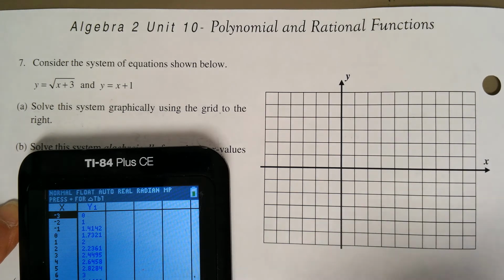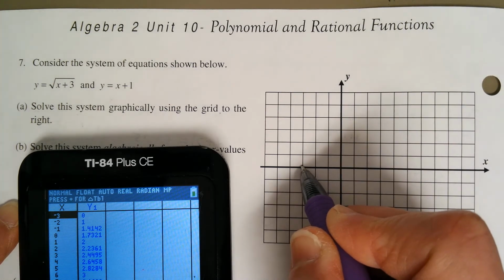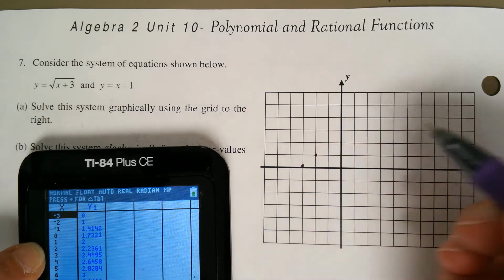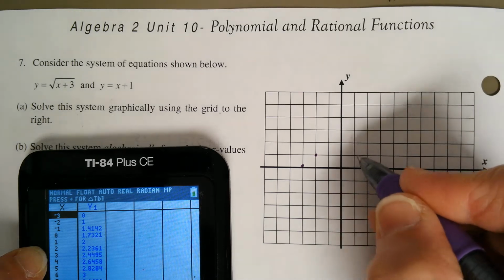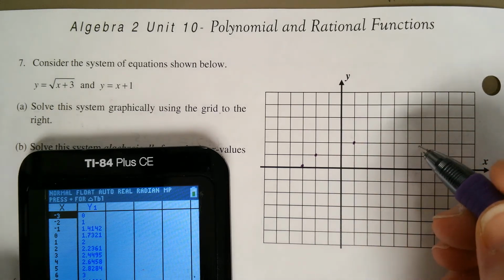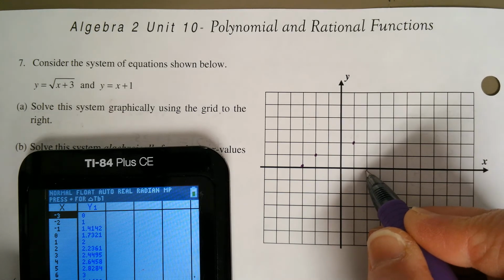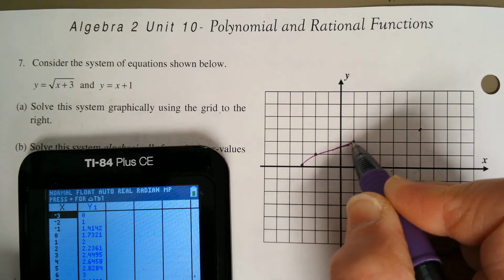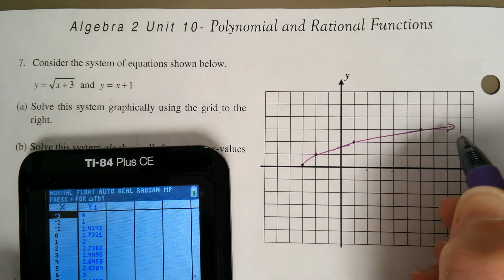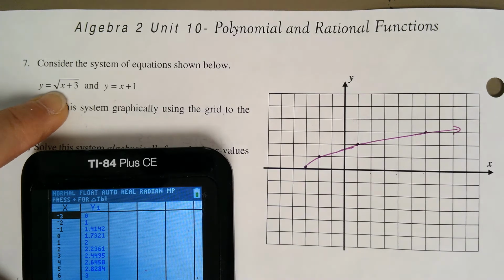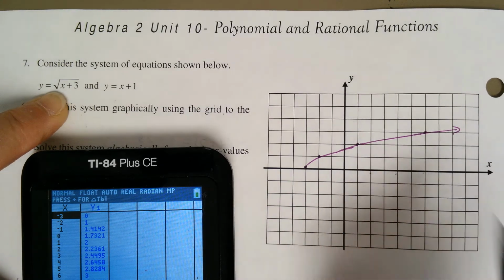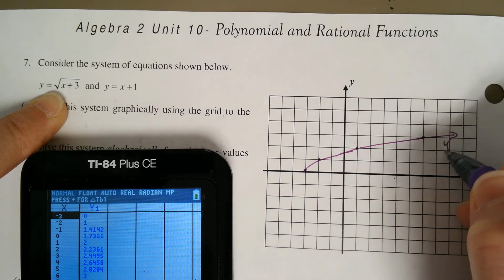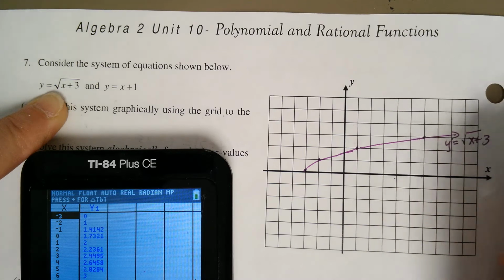Okay. Negative 3, 0. Negative 2, 1. 1, 2. And 6, 3. Right, our domain is x greater than or equal to negative 3. That's what we have, because we cannot take the square root of a negative number. Okay, y equals square root of x plus 3 is graphed.